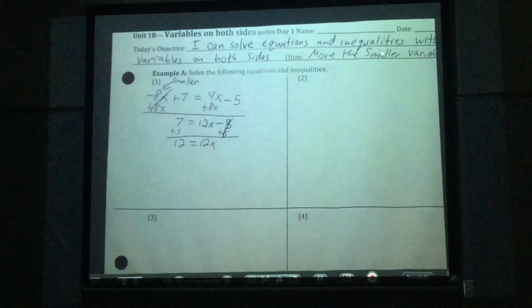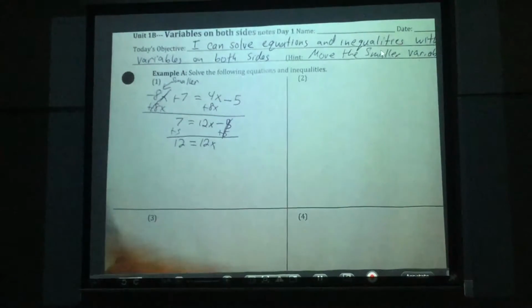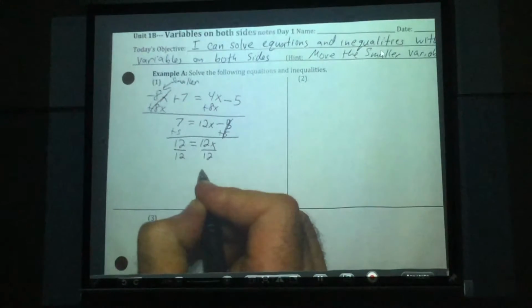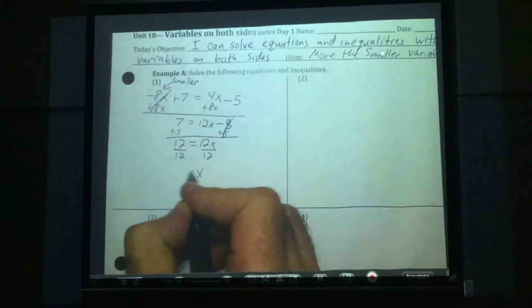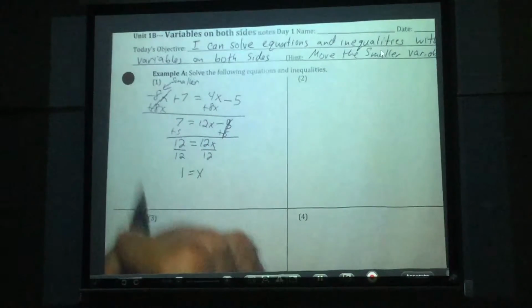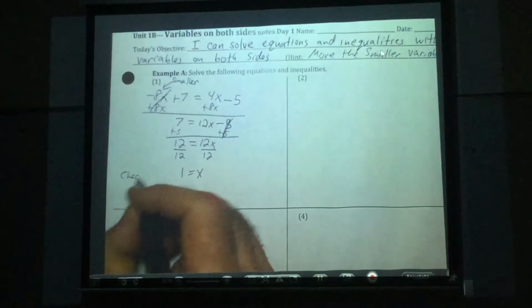We have one more step. That step is to divide both sides by 12, getting you x equals 1. Okay? So x equals 1. Now let's go ahead and check that x is equal to 1 by putting it into the original equation. So here's my check part.